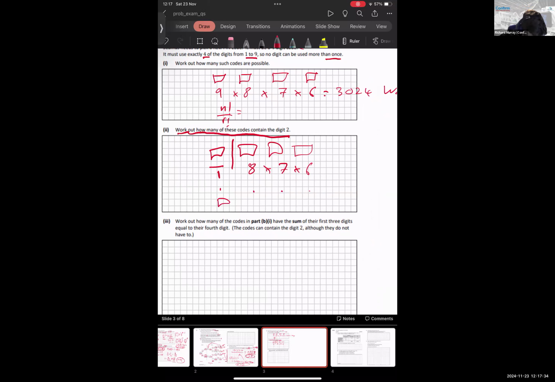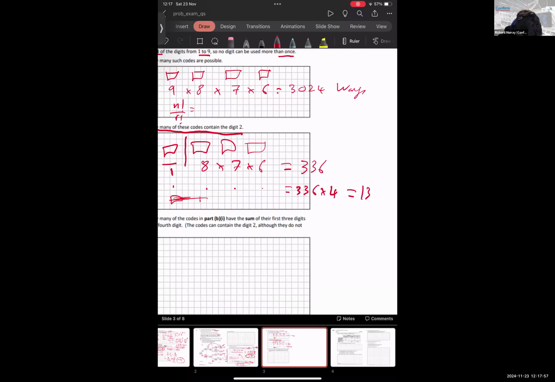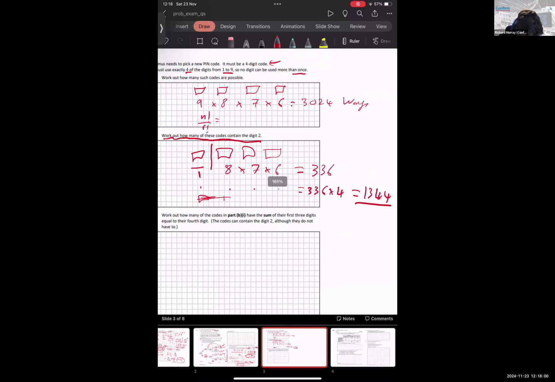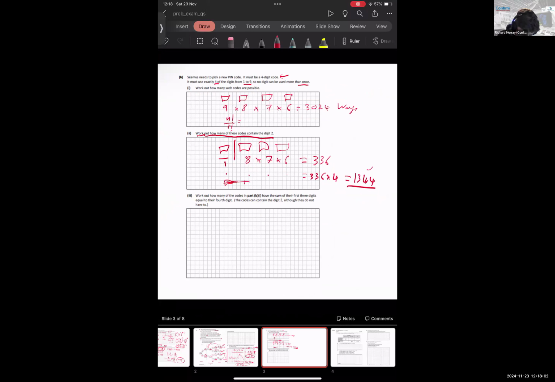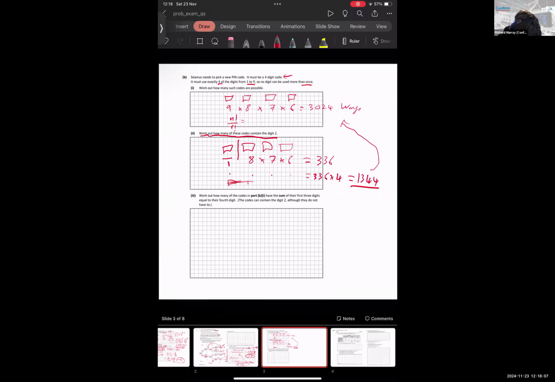So we have this version where we have all these. So we count these out. So we've got 8 times 7 times 6, which is 336. But there are 4 ways that this 2 could be placed in here, which is going to be equal to 336 times 4, which is equal to 1,344. Which again, we can standardly check this answer by saying, okay, this is a smaller number than this, which is a good start.